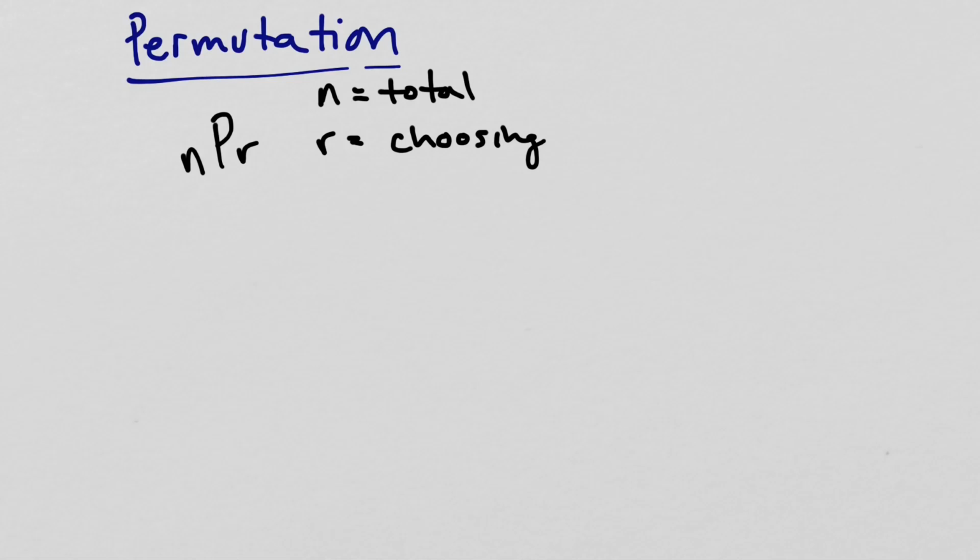So if you have 10 people running a race, all right, so we have 10 runners, and we have 3 that win gold, silver, and bronze. It becomes a permutation problem.